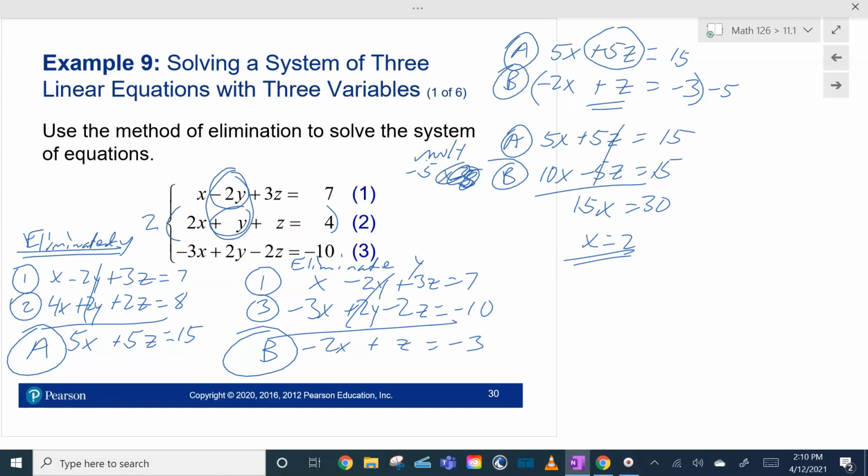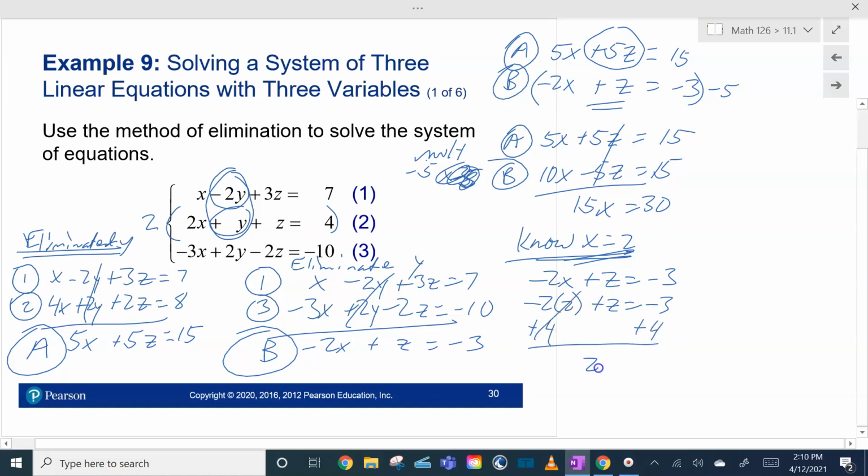Big step. Now that I know one of the variables, x is 2, I go back to either A or B. I'm going to take B: negative 2x plus z equals negative 3. Negative 2 times 2 plus z equals negative 3. So negative 4, I'm going to add 4 to both sides. So I get z equals 1. Now I know z is 1.